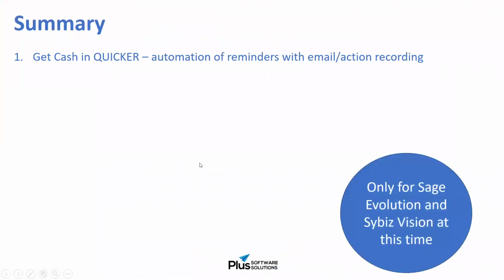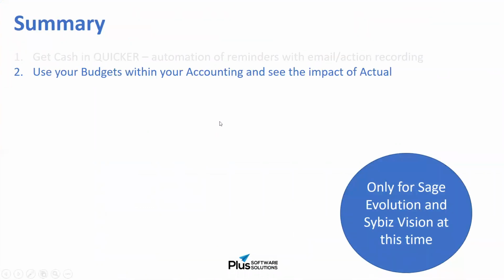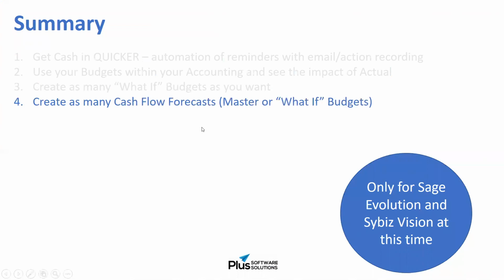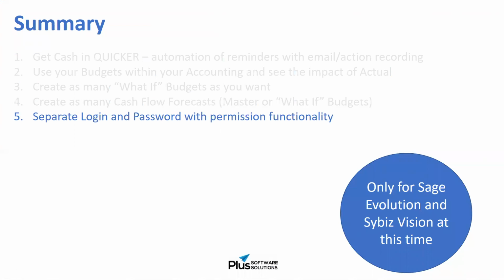In summary, everybody, if you want to get cash in a little quicker, then Cash Manager will help you with the automation of reminders, and it'll action a recording note to each customer. You can use your budgets within your accounting software finally and see the impact on the actual. You can create as many what-if budgets as you want, and you can create as many cash flow forecasts off the master or the business budget or the what-if.